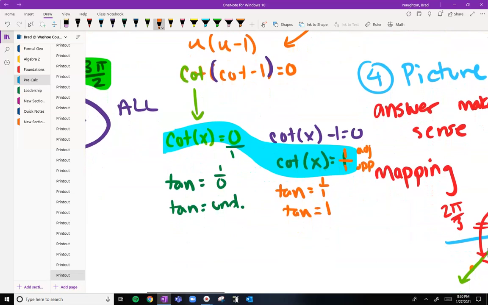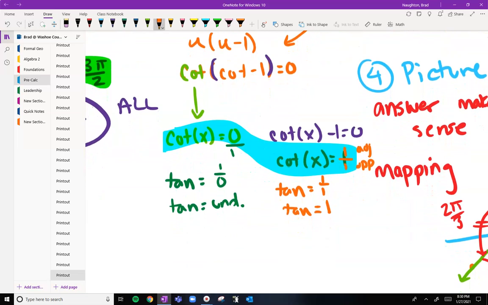So I need to know when the tangent is undefined, and we know that from our unit circle at pi over 2 and 3 pi over 2, okay? And then we're going to go ahead and say, let's look over here. When is the tangent 1? That from our unit circle, still in our wheelhouse, is going to be at pi over 4 and then 5 pi over 4.